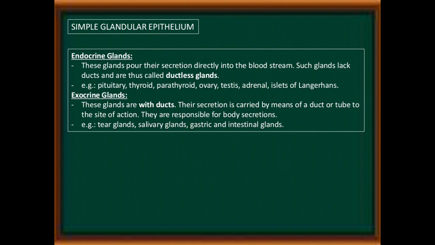Exocrine glands: these are glands with ducts. Their secretion is carried by means of a duct or tube to the site of action. They are responsible for the body secretions. For example, tear gland present in our eyes, salivary gland in mouth, gastric gland in the stomach, and intestinal glands present in the intestine. And this secretes various types of enzymes. Means the endocrine gland secretes hormones and exocrine gland secretes enzymes.